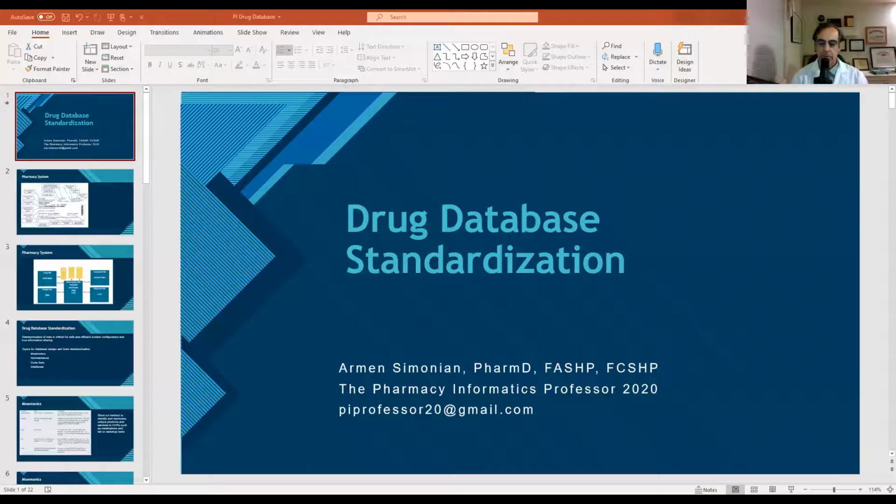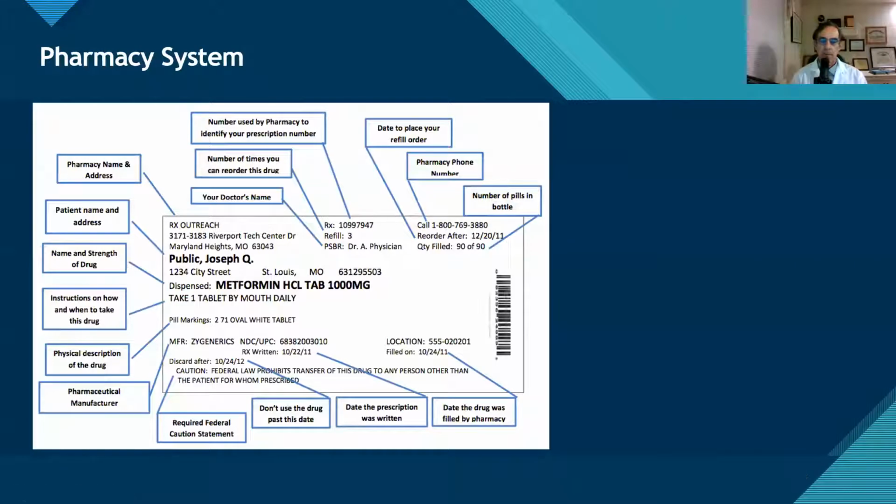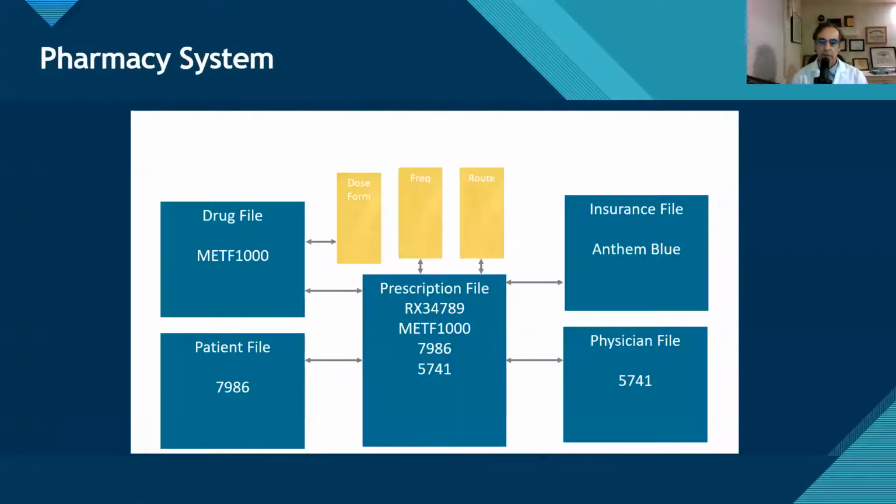Let's do a little bit of review on things that we've talked about before up to this point in previous episodes, and then we will get started with getting a little bit deeper into drug databases. So you've seen this before, it's a prescription, but it shows that our pharmacy systems are really made up of a group of databases in a different view. You see a drug file, patient file, prescription file, etc. These all have keys and can be brought in, and we've talked about this before when we talked about data structures and databases.